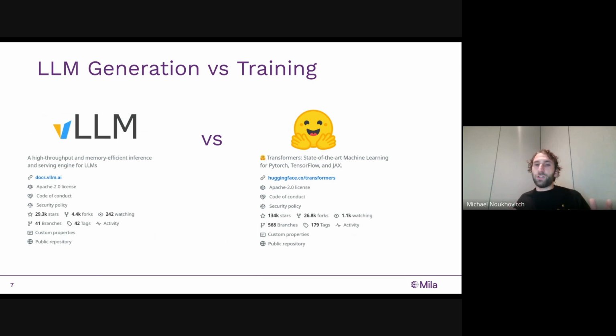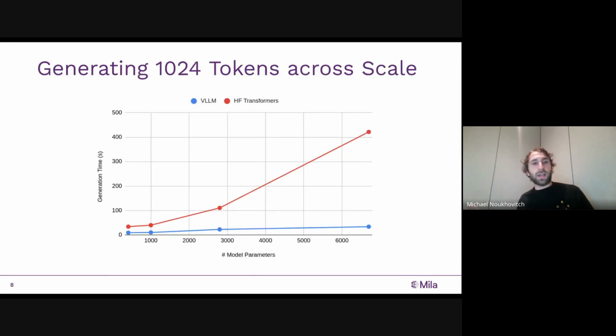So for those of you that haven't used VLLM before, if you compare Hugging Face transformers to VLLM for generation, the difference is massive. So here's us generating 1,024 tokens across different model scales, from a couple hundred million to like 7B. And the generation time, as you scale the model size with Hugging Face transformers, is like super exponential. It's awful. And with VLLM, it's really not as bad. So at the larger model scales, when you're training a 7B model, it's just infeasible to be using the same library for training as you use for generation.